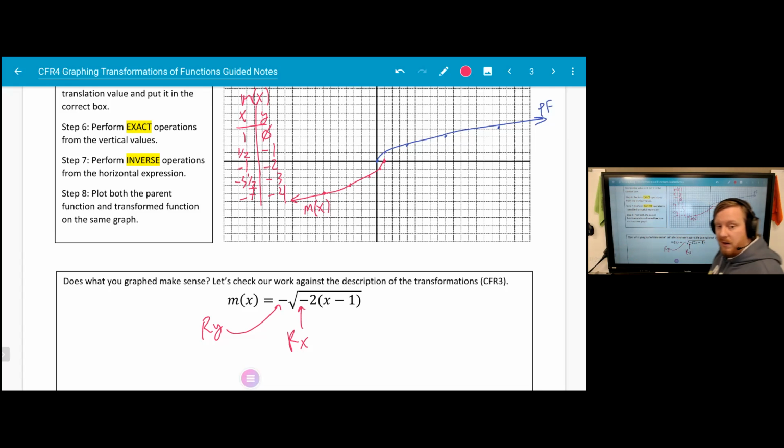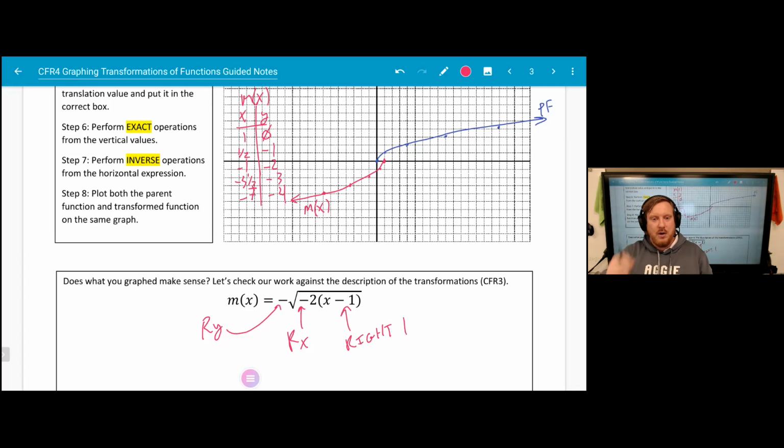We'll end up there. And we've also said in here, this should go right 1. And in this case, it's not a vertex. It's kind of that initial critical point of 0, 0. Did it go right 1? It sure did. It went from 0, 0 to 1, 0. So we graphed what we said we would.